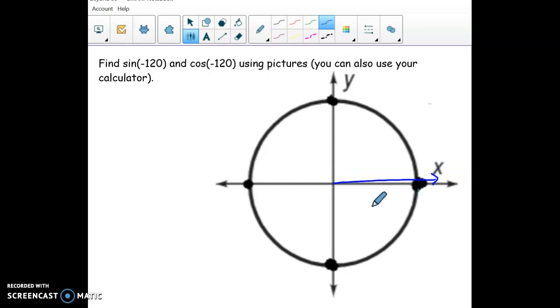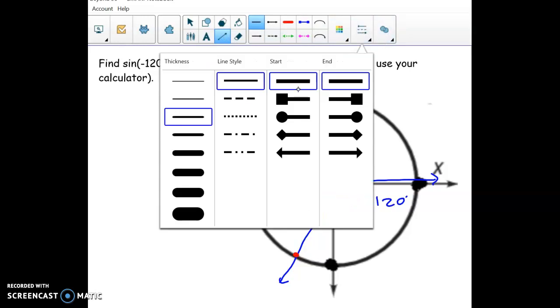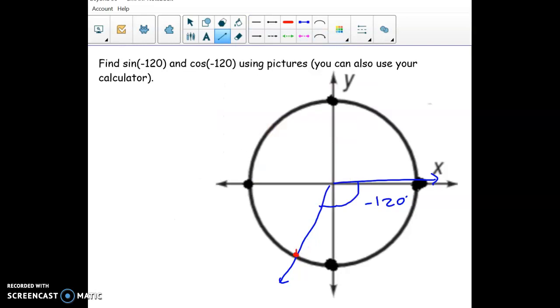Okay, so there's our initial side. Okay, and then I want to draw a negative 120 angle, so I've got to go down. There's 90 and go 30 more. Okay, and then to figure out the sine, cosine, tangent, I need to make a right triangle, and so we're always going to draw back to the x-axis. Okay, so I'm going to try to draw nice lines here, make them nice and colorful for you. All right, so we're going to draw it back, and now I'm going to get a right triangle right there.